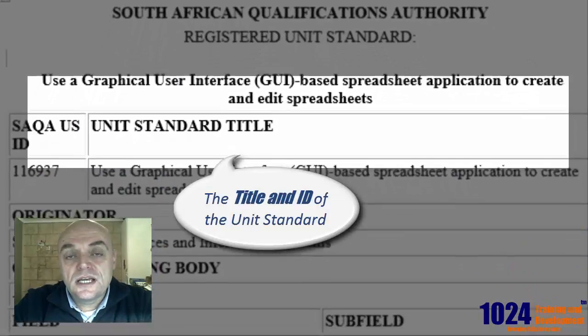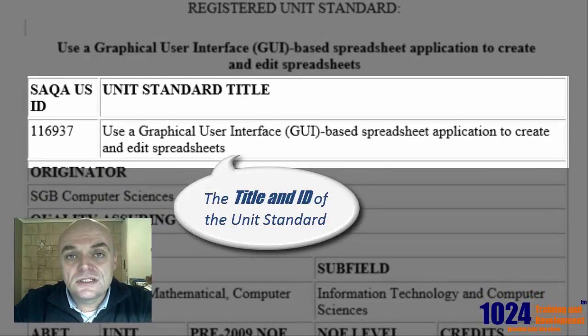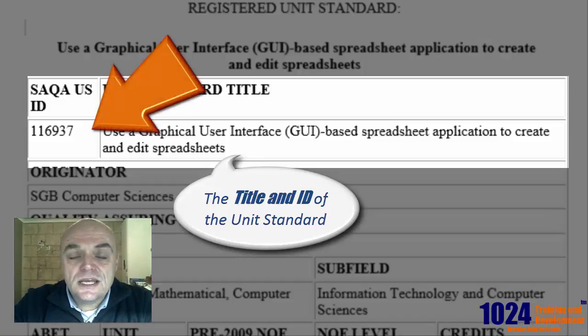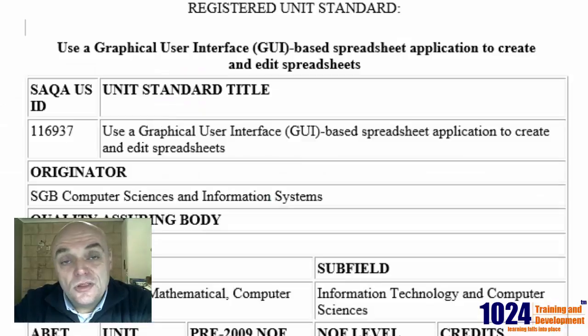Next, you want to take note of the title of the unit standard. For obvious reasons, you want to make sure that you're busy with the right one. The ID of the unit standard is used by many training providers as a reference, so it's good to know what it is. Below the title, you'll find additional fields identifying the unit standard. Pay attention to things like the credits assigned and the level of this unit standard.